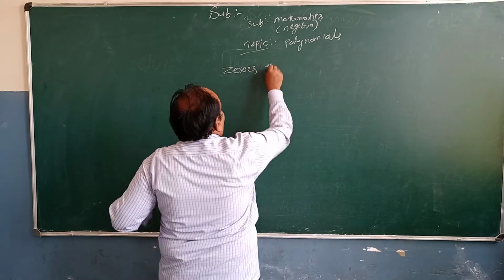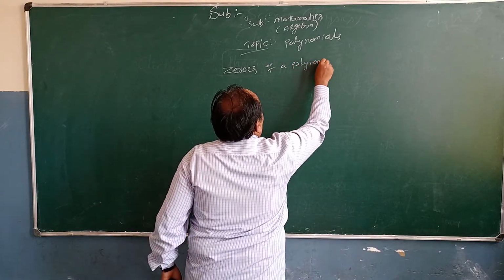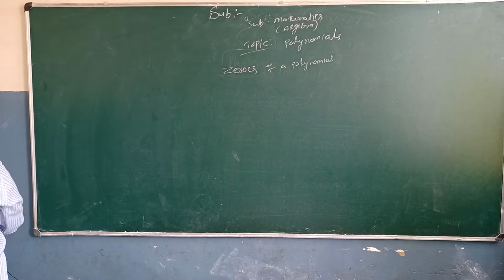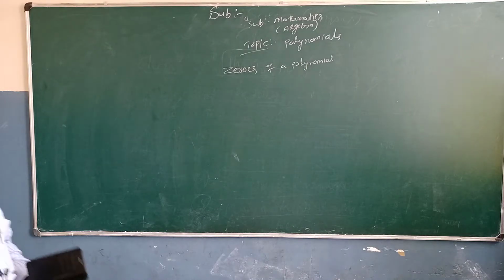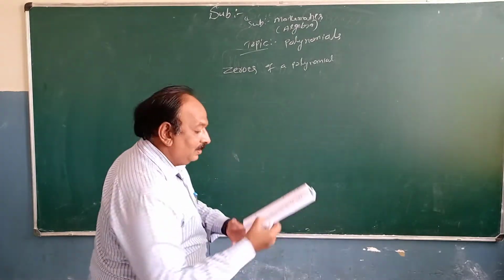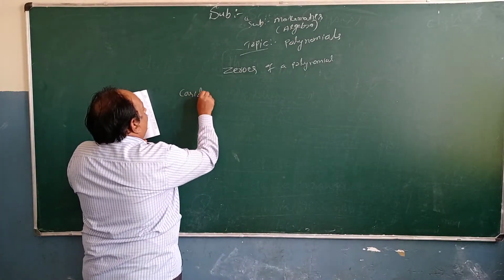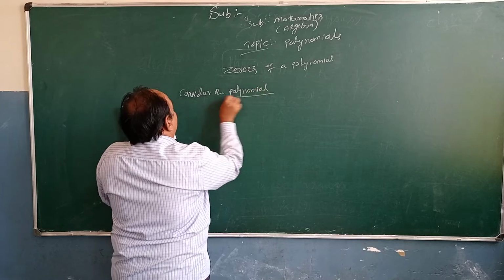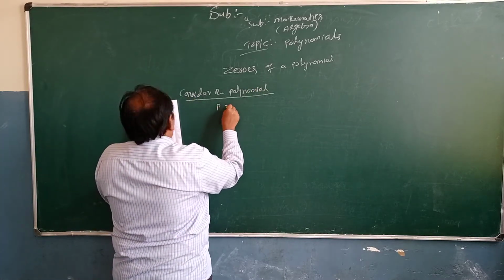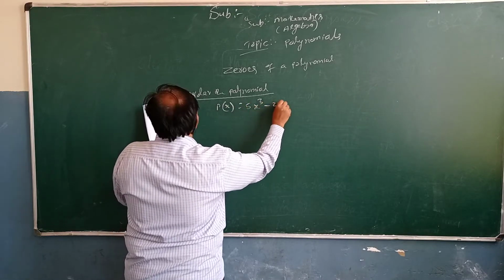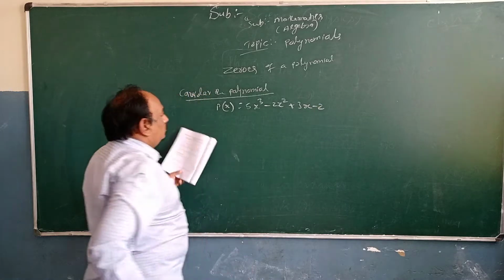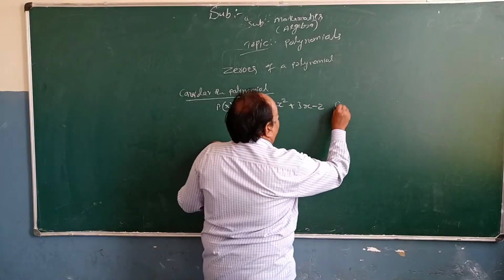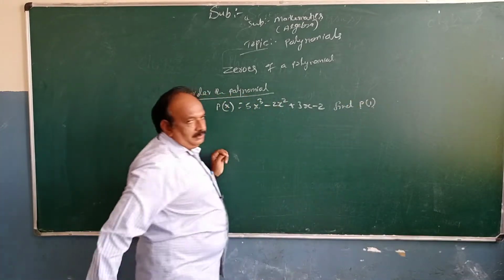Zeros of a polynomial. Consider the polynomial P of x is equal to 5x cubed minus 2x square plus 3x minus 2. Find P of 1.